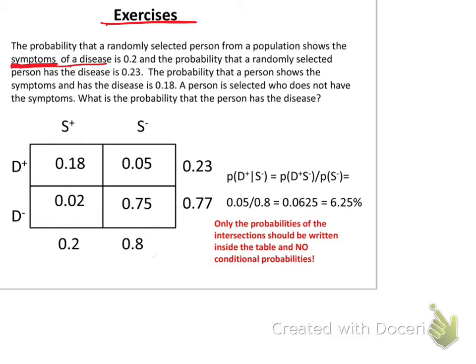So the exercise said the probability that a randomly selected person from a population shows a symptom of a disease is 0.2, and the probability, so here this is the first probability of symptom 0.2, and the probability that the same randomly selected person has the disease itself is 0.23. So he has the probability of showing the symptom 0.2.